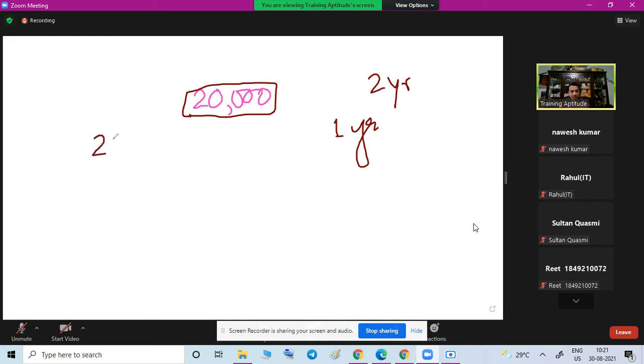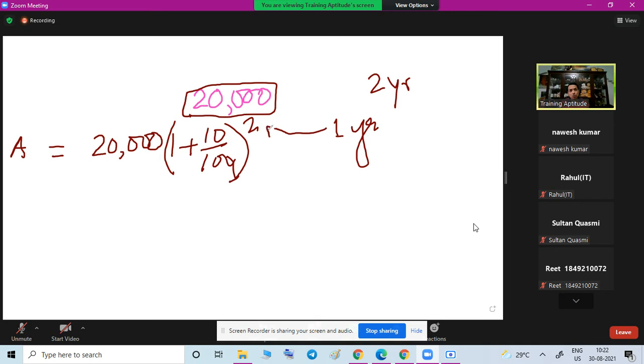If I put it in compound interest, students, the rate of interest will become half because it becomes 6 monthly. So the amount that it will become will be equal to 1 plus 10 upon 100 to the power 2. Why 2? Because half yearly. So 1 year becomes 2. That's why rate of interest becomes half. Please understand this concept. Whenever the time is doubled, rate of interest shall become half.